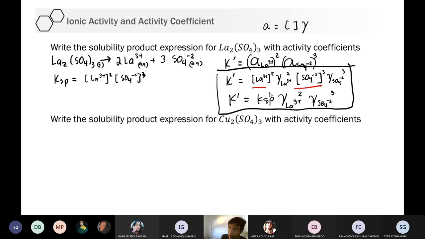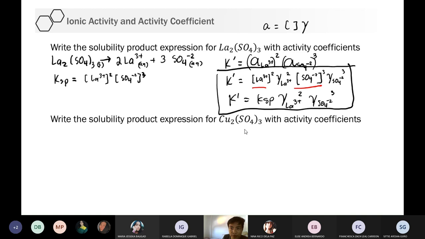So you can use either one. What we want to show is that the equilibrium constant in terms of activity is very different from the Ksp, the typical K. They are different. What is the difference? There is gamma. It accounts for the ionic atmosphere. There is a gamma value. So I want you to try this one.